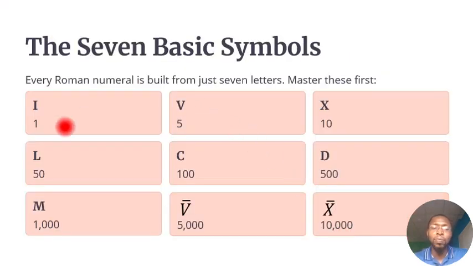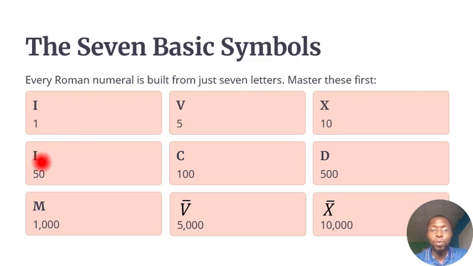Let us consider it. The first one is I. In Roman numerals, I represents 1. The second letter is V. The V represents 5 in Indo-Arabic. The third one is X. The X represents 10 in Indo-Arabic.